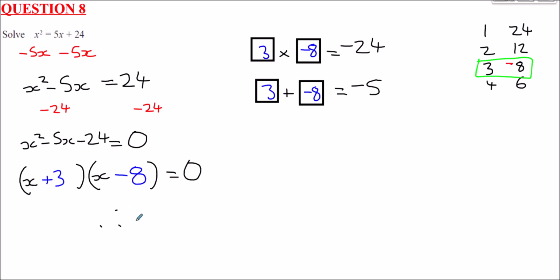If x add 3 is 0, x would have to be negative 3. Or it could be that this bracket's equal to 0. If x minus 8 is 0, then x would have to be 8, because 8 take 8 is 0. So once you get to this stage, you just take these values and switch the signs. Plus 3, x is minus 3; x minus 8, x equals plus 8. That's question 8 wrapped up. So let's move on without further ado.